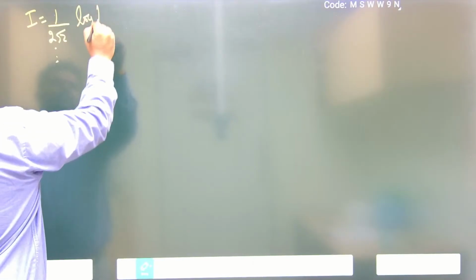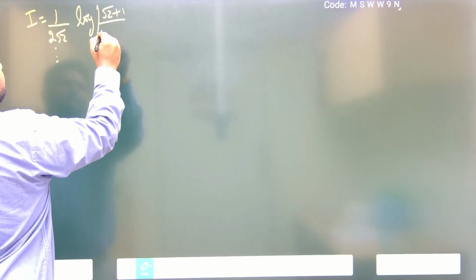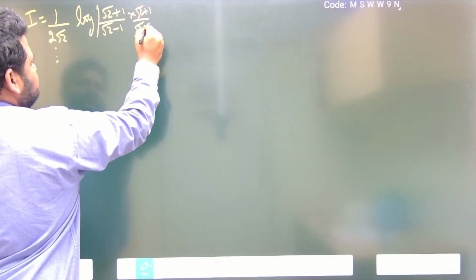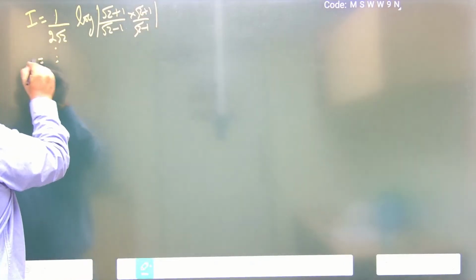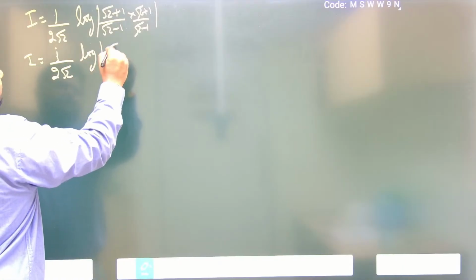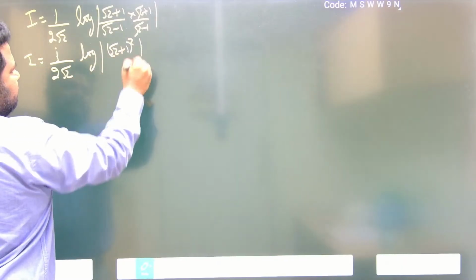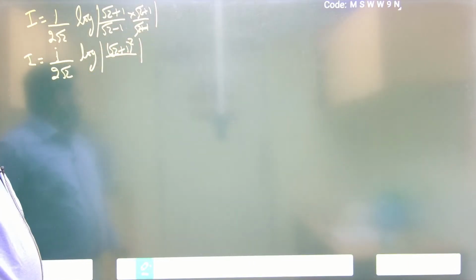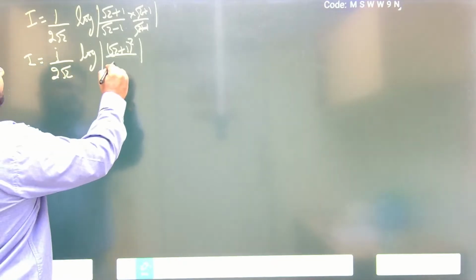Next page. See here, friends, for I is equal to, it's lengthy but it is a very simple question. One of the questions we solved was of a similar type. You have to prove it. Log of root 2 plus 1 divided by root 2 minus 1, into root 2 plus 1 divided by root 2 plus 1. So I will be equal to 1 by 2 root 2 into log of root 2 plus 1 whole square divided by a minus b into a plus b. A minus b into a plus b is a square minus b square, that is 2 minus 1. Root 2 square is 2 only, minus 1 square is 1 only.